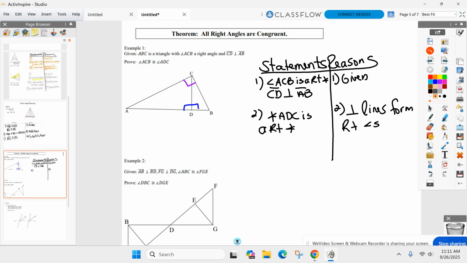Have you written down that they're both right angles now? Now you can tell me they're congruent. Okay, but you can't tell me 2 right angles are congruent unless you tell me they're actually right angles. So now you can tell me angle ACB congruent to angle ADC. And using now our new theorem fact that you can now use in the reasons column, which is all right angles are congruent.